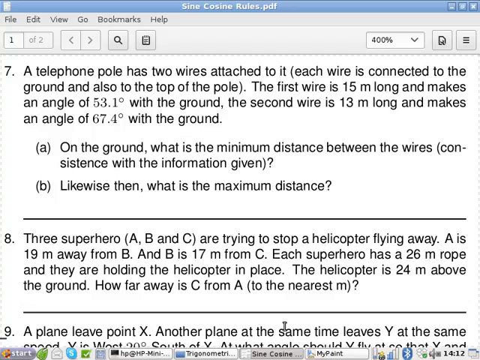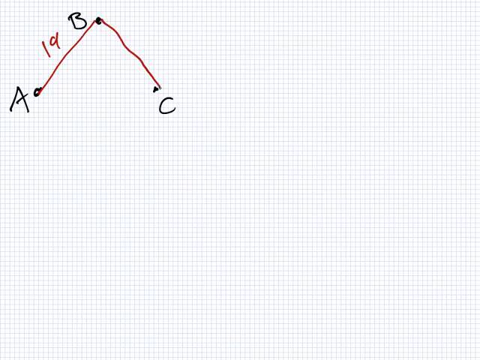Okay, let me draw it now. So, looking at it from the top, here's A, here's B, and here's C. How far apart are A and B? And B and C? 17? And then A and C, we don't know, that's what we want.